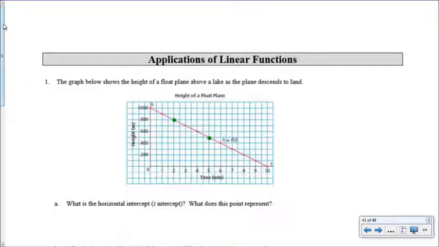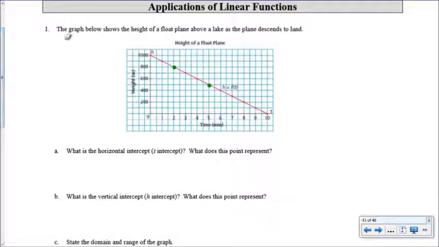Okay. So here we go. What is the horizontal or T-intercept? What does it represent? So the T-intercept happens down here. So that is at 10, 0, and that's the touchdown.